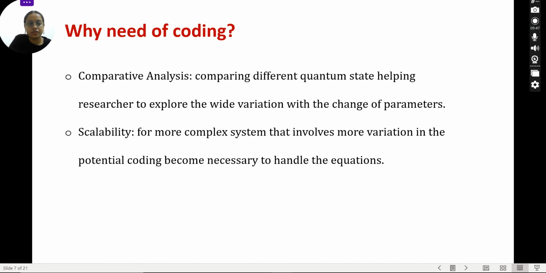Next is scalability. For a more complex system, the variation will be more, and the potential will become more complex also, and it won't be easy to handle manually. So for that, again, we will need the help of coding.